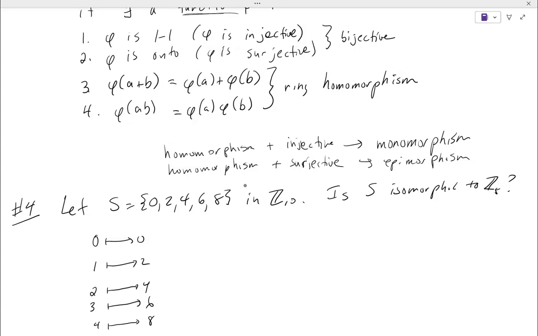Does this work? Why not? Because 2 times 2 equals 4. So what would be your multiplicative identity in Z5? That's exactly right.